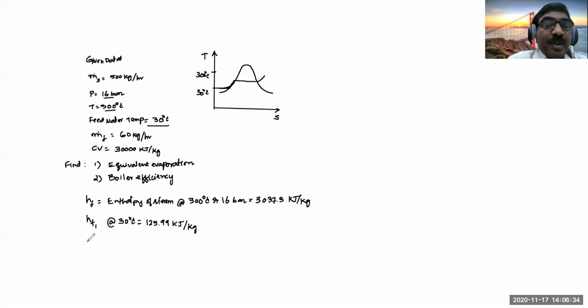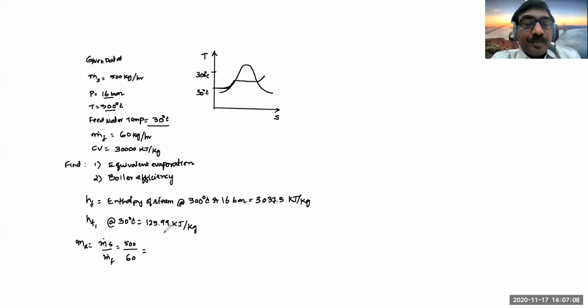Okay. So now the mass of actual steam generated is equal to m dot s by m dot f. This is the mass of steam generated per kg of fuel. So how much is it? This is 500 kg divided by the fuel, which is 60 kg. So this comes to be 500 by 60.